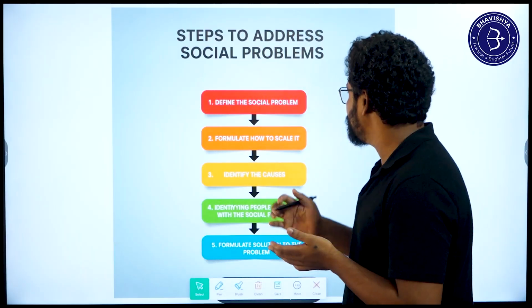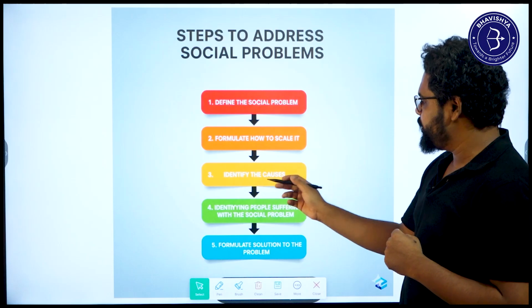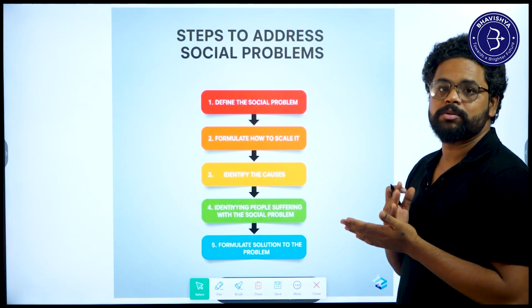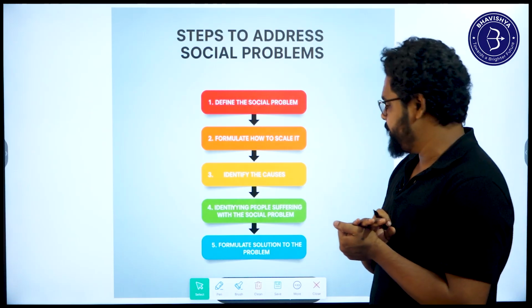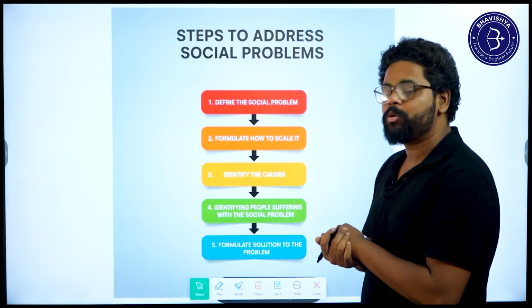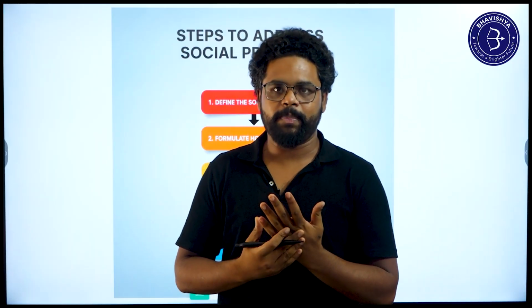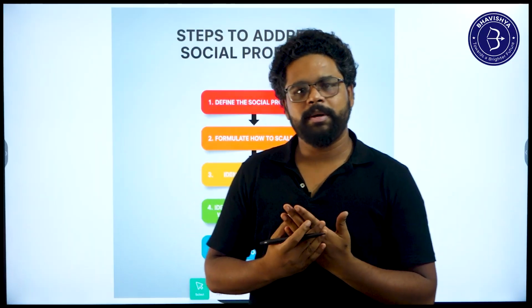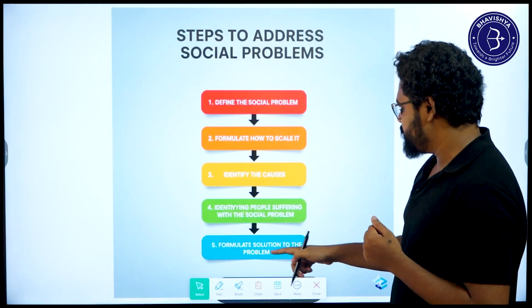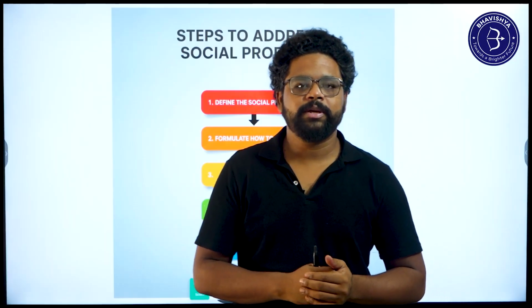Once you define it, you need to know how to scale it. Once you know how to scale it, next you need to identify the causes of why this social problem is existing in the society. Once you identify the causes, the next step is to identify the people who are suffering with the social problem. That means you have to do some sort of survey so that you will get some data on the basis of the survey. And last but not least, formulate the solutions for the social problem. So from the definition of a social problem, we can say that poverty is also a social problem, right?